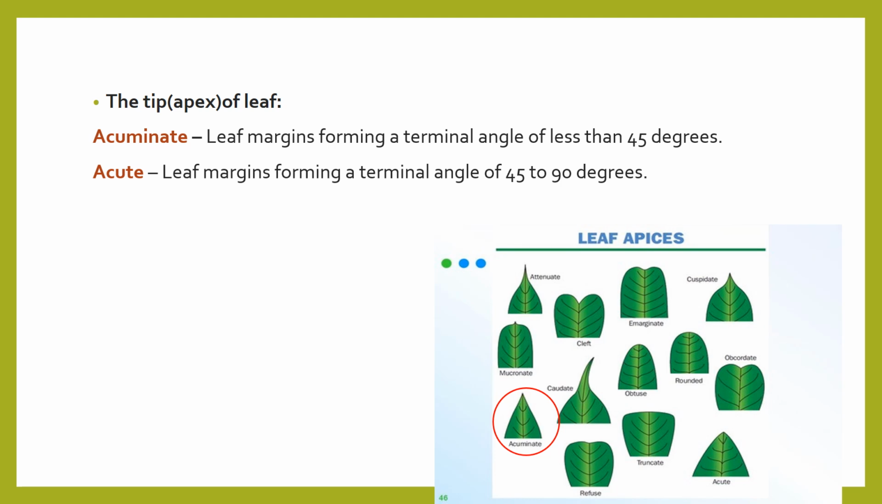Acute apex: the leaf margins forming a terminal angle of 45 to 90 degrees. This one is acute, because the leaf margin forms a terminal angle of 45 to 90 degrees.